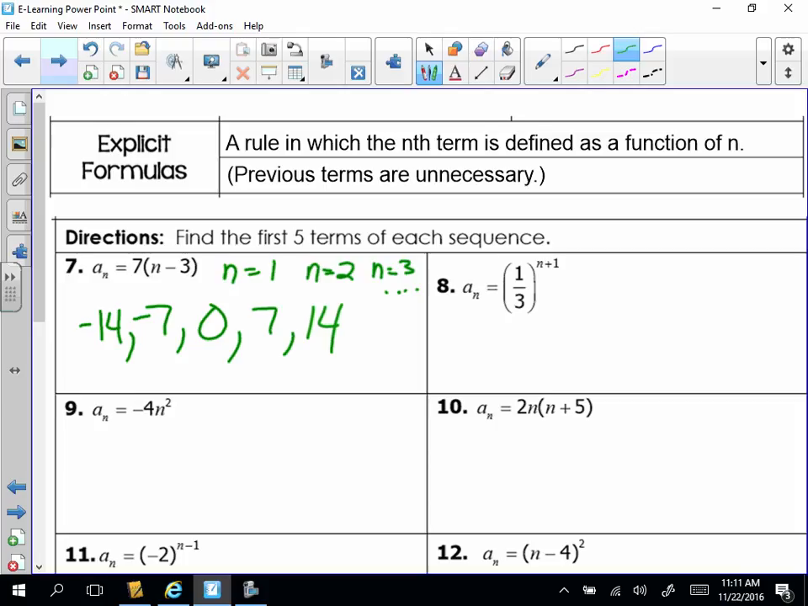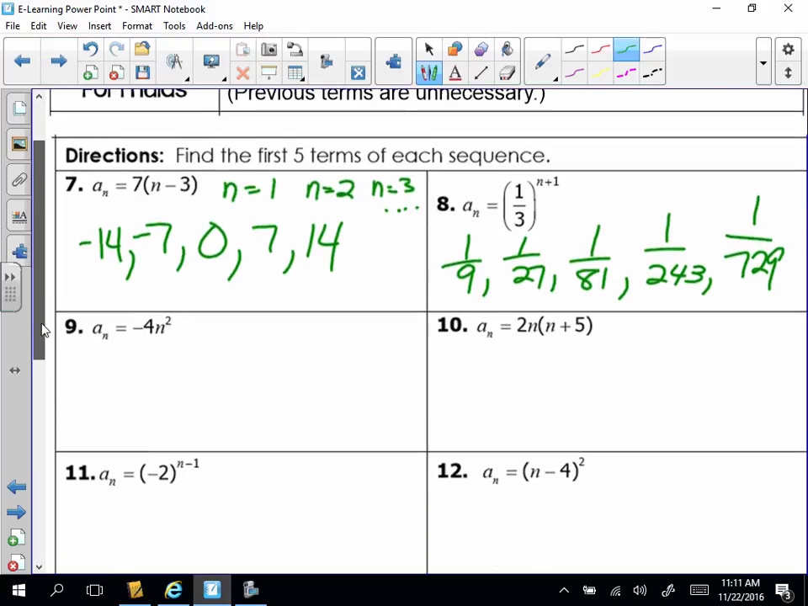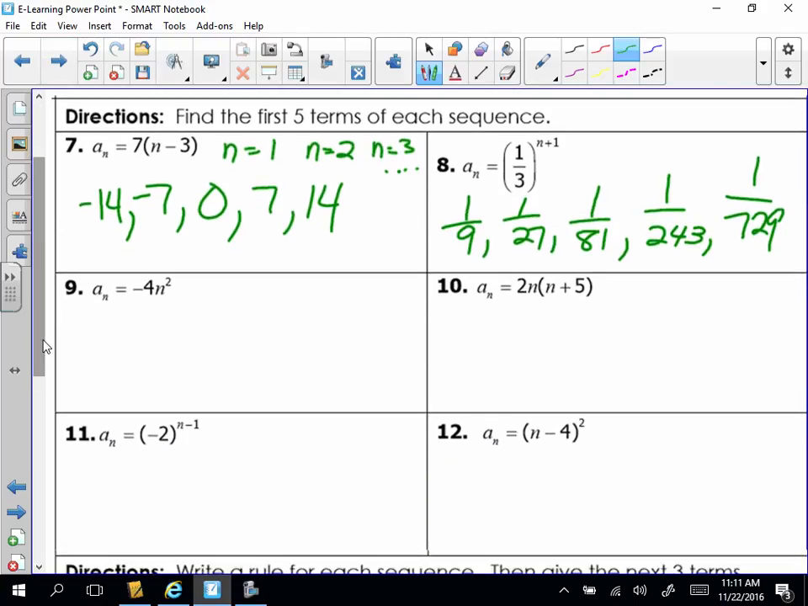I put 1 in, it would be 1/3 squared, which is 1/9. 1/3 to the third is 1 over 27. Then its fourth is 1 over 81. The fifth is 1 over 243. And then it's 1 over 729. Again, you're putting 1 in, then 2, then 3, and keep going.